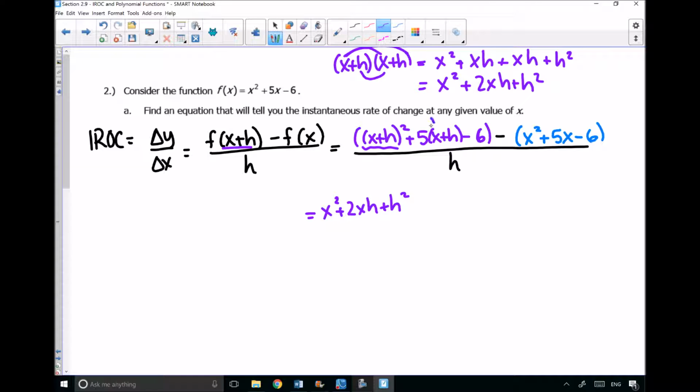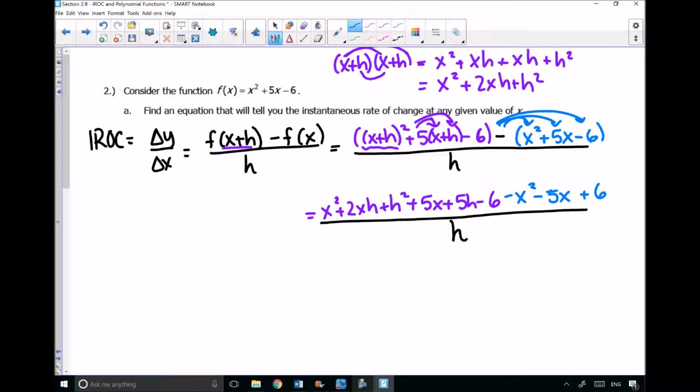And then I'm going to distribute this 5 through. So when I do that, I end up getting 5x plus 5h and then minus 6. Okay, and then I need to distribute this negative through right here. So I end up getting minus x squared minus 5x plus 6. And this whole thing is going to be over h.